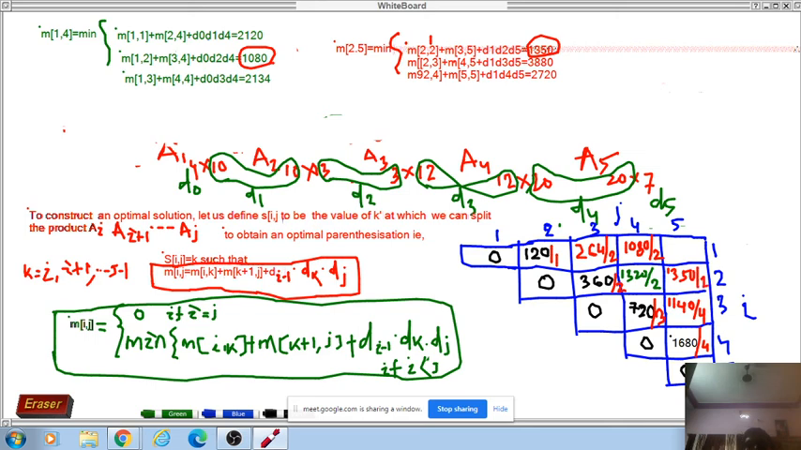That is to find m of 1 5. So that will be equal to, similarly you will tell me, the minimum of m of 1 1 plus m of 2 5 plus d0 d1 d5, and so on.